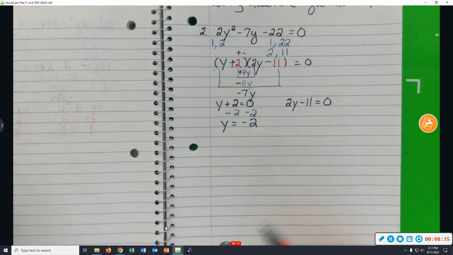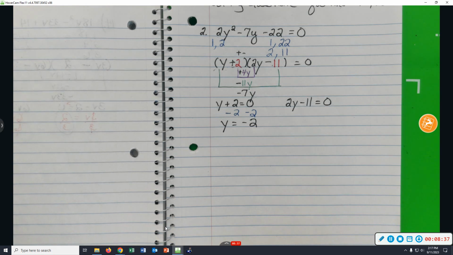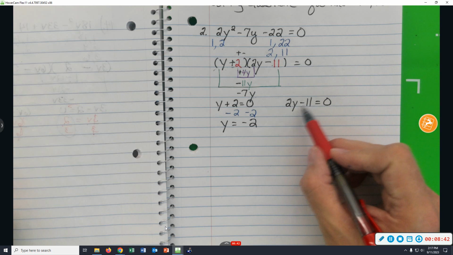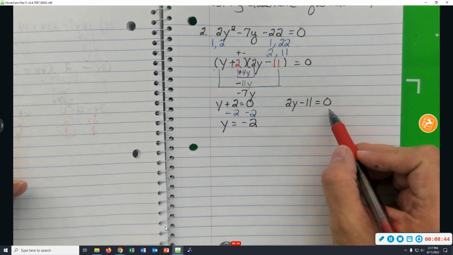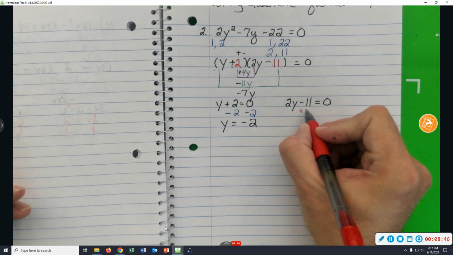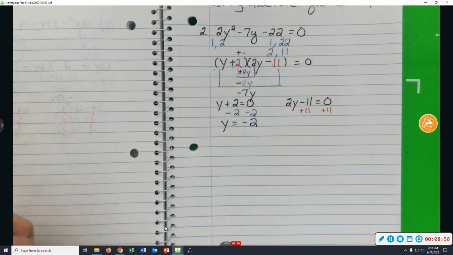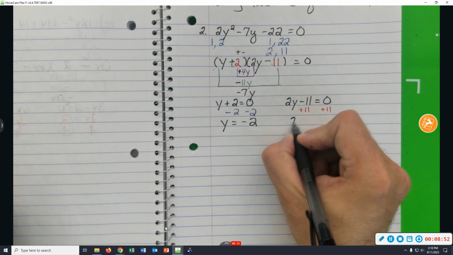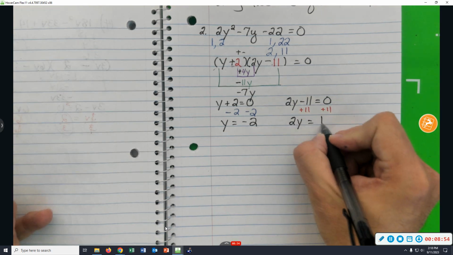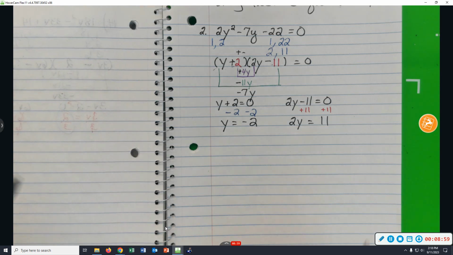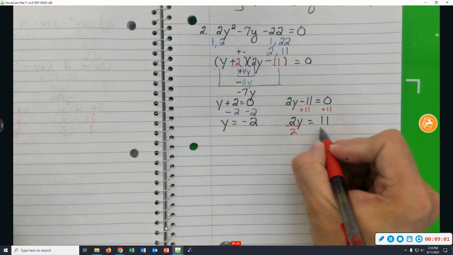When I say first one, I just mean it's the first number I found, the first answer I found. Now what about this one over here? What would I need to do? Add 11 to both sides. So we have just 2y equals, it's going to be positive 11. And now what do I do? Divide by 2. Good.